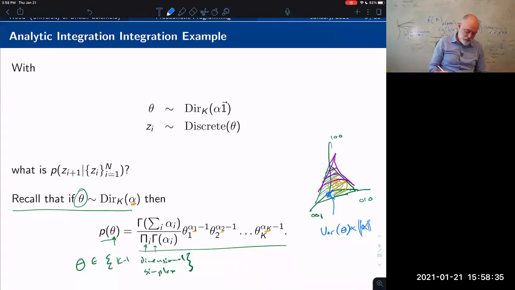So a discrete distribution should be relatively straightforward. A discrete distribution is just a distribution parameterized by k values here, theta 1 to theta k. So the probability p of z_i equals k is theta_k. Okay, so that's what a discrete distribution is.